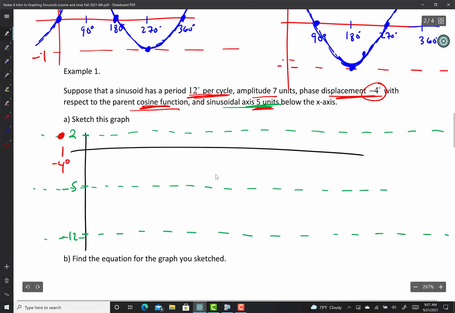All right, here we go. What's the period? 12 degrees. So I'm going to go 12 degrees to the right. So -4 plus 12 is 8. I'm going to say 8 is like right here. Try to make it symmetrical, like that's the distance from the origin, 4. So that looks like 8 to me. And then put a point.